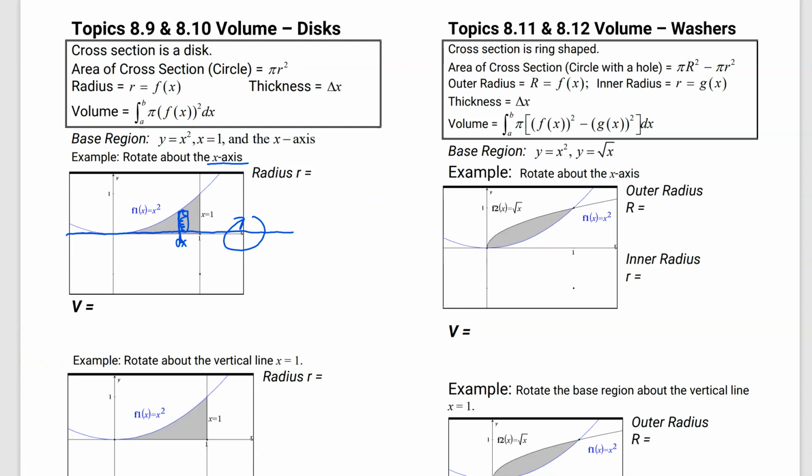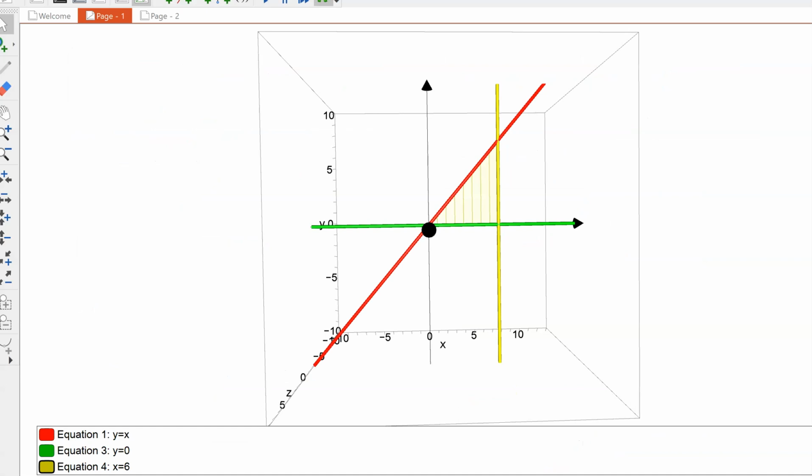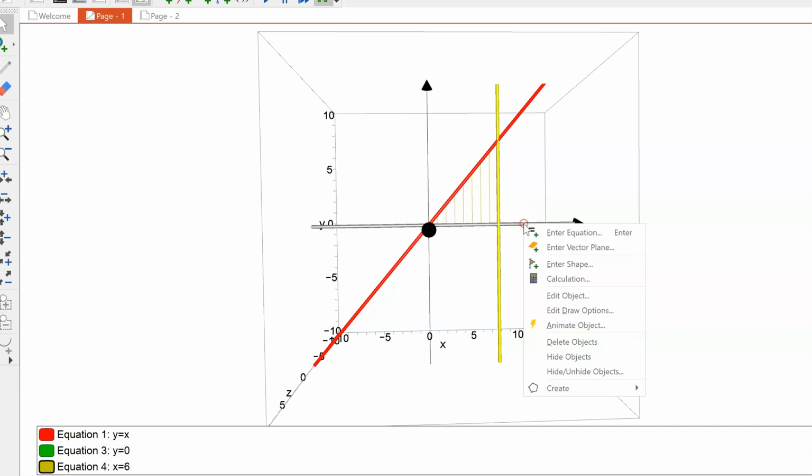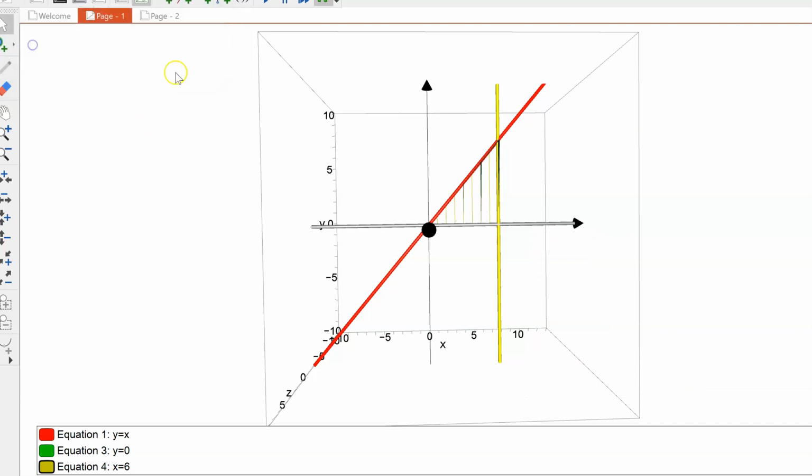So I've got a piece of software I want you to see. I've got a question much like the one we did here. We're going to be rotating this about the x-axis, and I want to see what that looks like. So I've got my area here. I'm going to rotate it about the x-axis. And as those pieces rotate about the x-axis, it's making a three-dimensional shape.